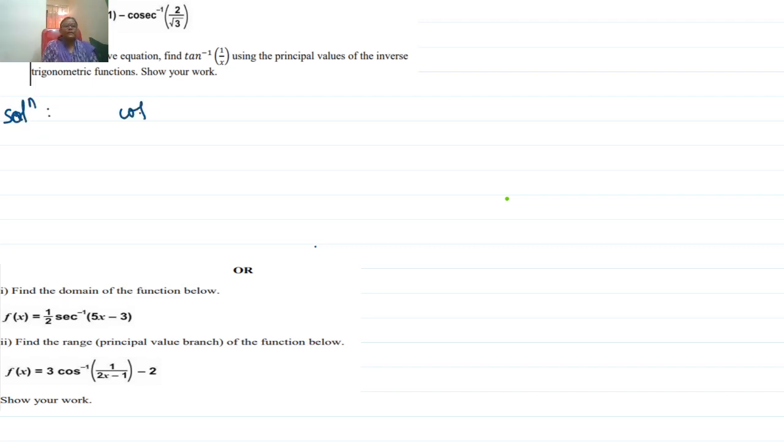Cot inverse x. It's an equation. So please do not take up the left hand side and right hand side separately; write the whole thing together. It is cot inverse x is equal to now cos inverse minus 1. What is cos inverse minus 1? It's pi.